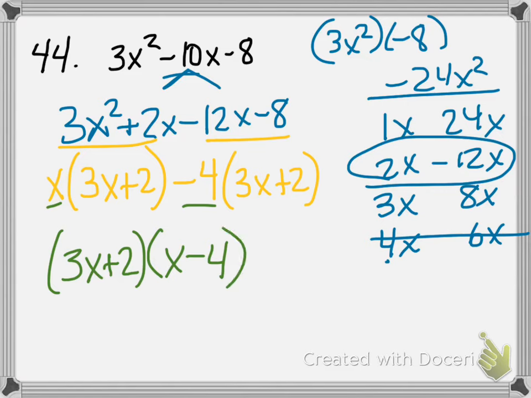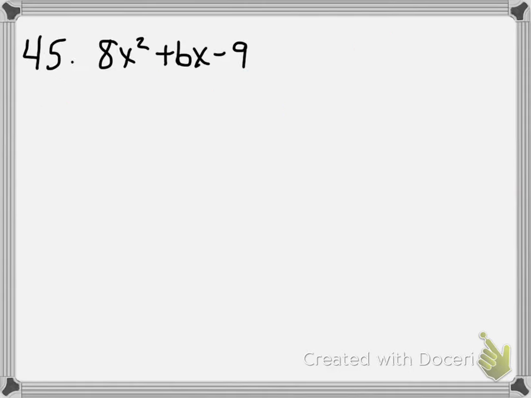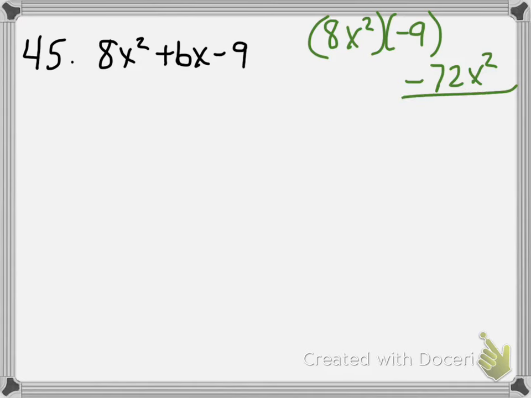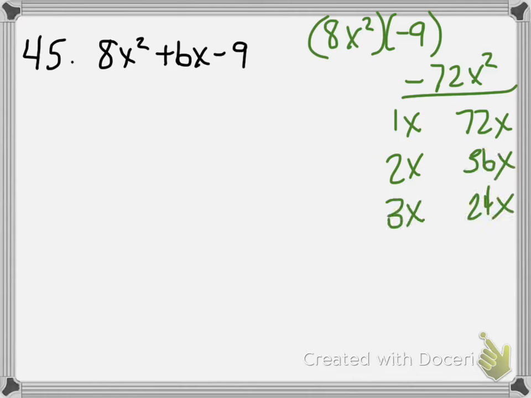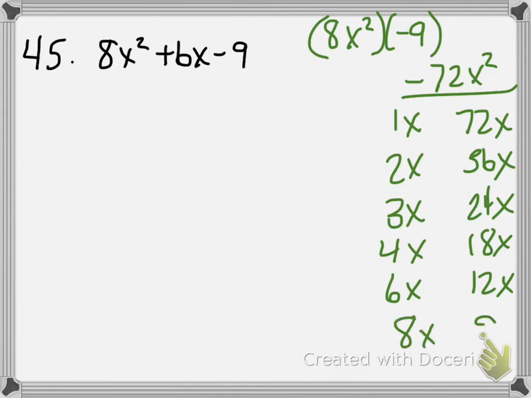All right, so let's do it one more time on the last problem, number 45. I have 8x squared plus 6x minus 9. So I'm going to multiply my first term and my last term, which is going to give me negative 72x squared. So there's going to be a lot of factors here. So 1 and 72, 2 and 36, 3 and 24, 4 and 18, 6 and 12, and then finally 8 and 9.